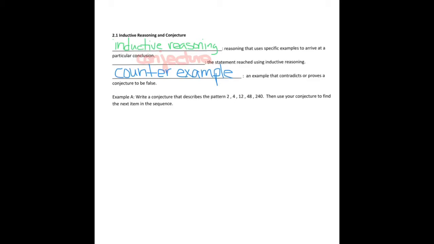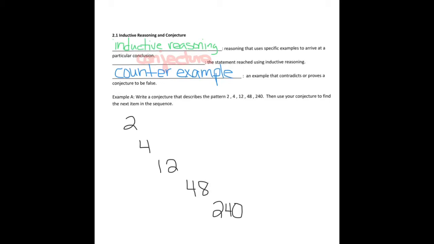So the first thing that we're going to do is write a conjecture that describes the pattern, and then use your conjecture to find the next item in the sequence. So the first thing I see is the number 2, and then the next number is 4, the next number is 12, the next number is 48, and the next number is 240.